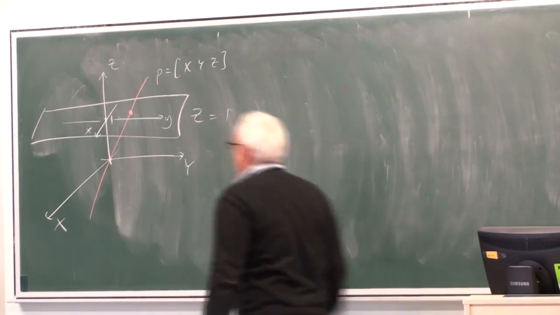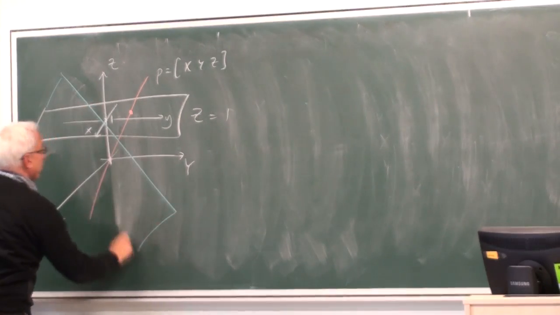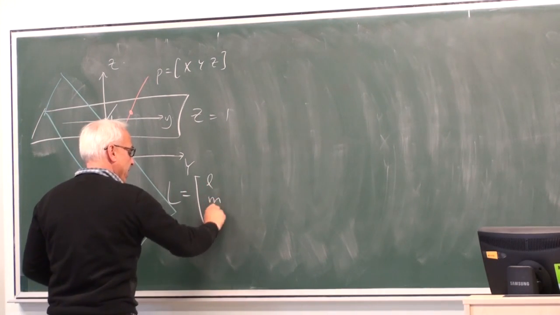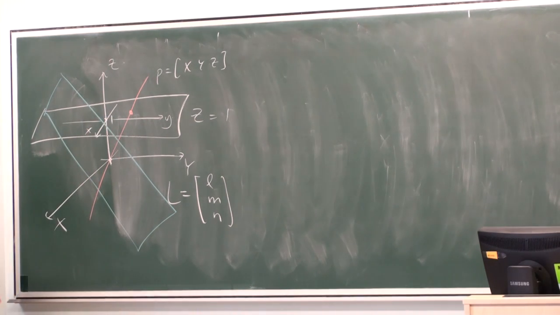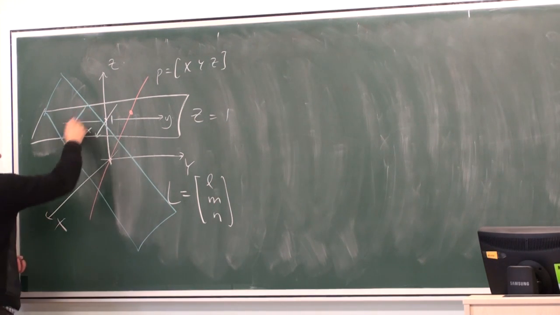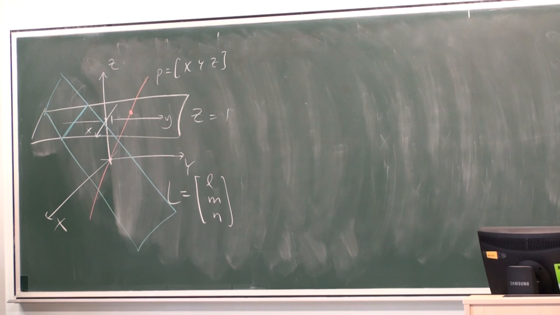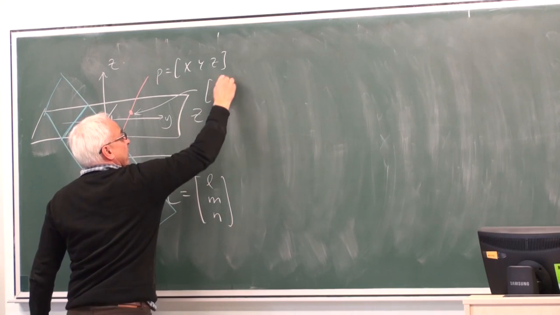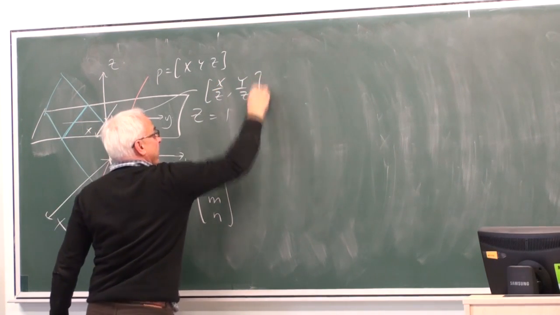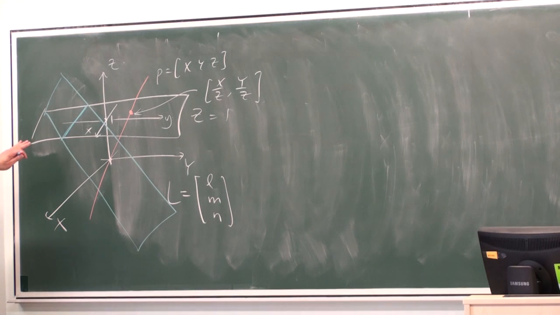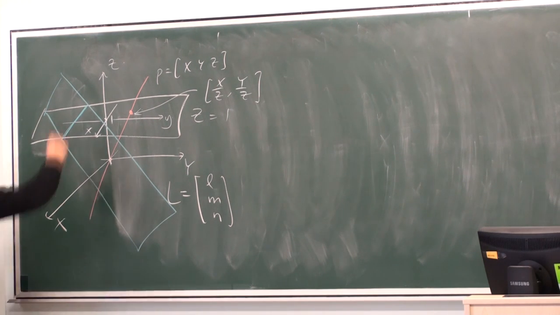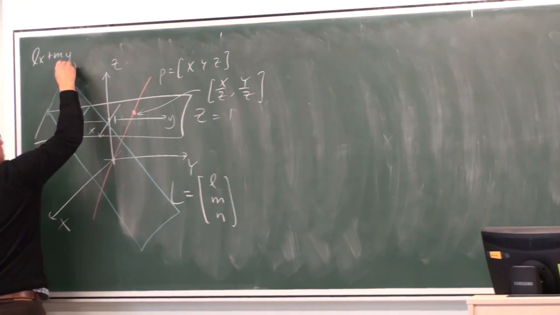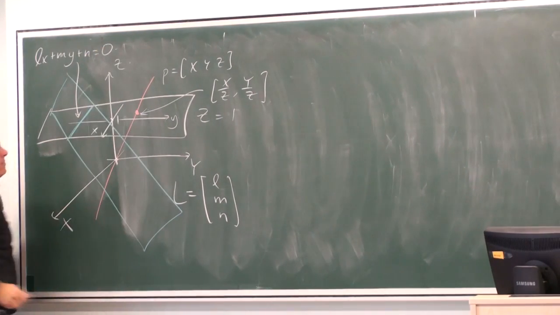And a projective line is a plane through the origin. That's something like l equals l, m, and n. And that will be visualized in terms of a line. And if we want to be explicit, this point is going to be the point x over z and y over z in the ordinary two-dimensional plane. And this line is going to be the line with the equation lx plus my plus n equals 0.